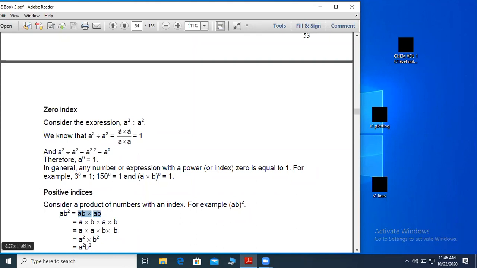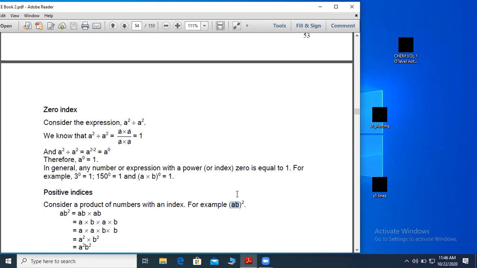But when you look at it, ab is the same as a times b. Even this ab here is also the same as a times b. So if we collect like terms, we multiply the a's first together, we shall have a times a, then multiply by b times b, which gives us a squared times b squared. So in short, ab in bracket squared, the answer will be the same as a squared b squared. It's like bringing the squared inside.